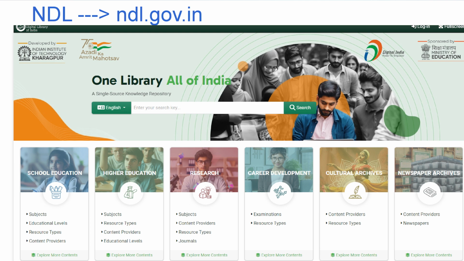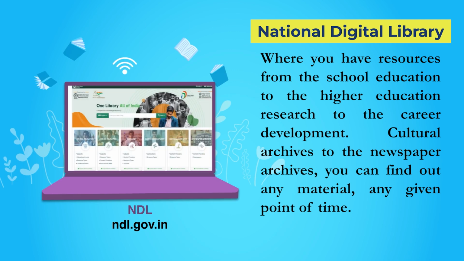Now, another very important and interesting digital repository which all of us are using, an IIT Kharagpur initiative of the Government of India, One Library All of India. This is the National Digital Library, where you have resources from school education to higher education, research to career development, cultural archives to newspaper archives. You can find any material at any given point of time. I think this is again one of the very important initiatives of the Government of India.